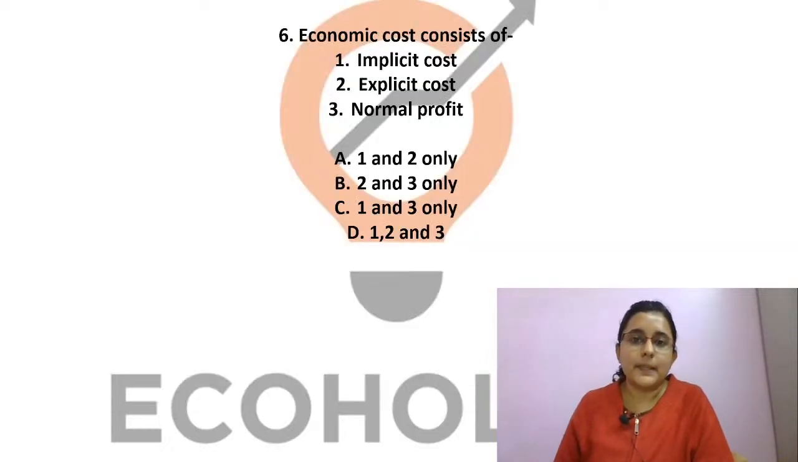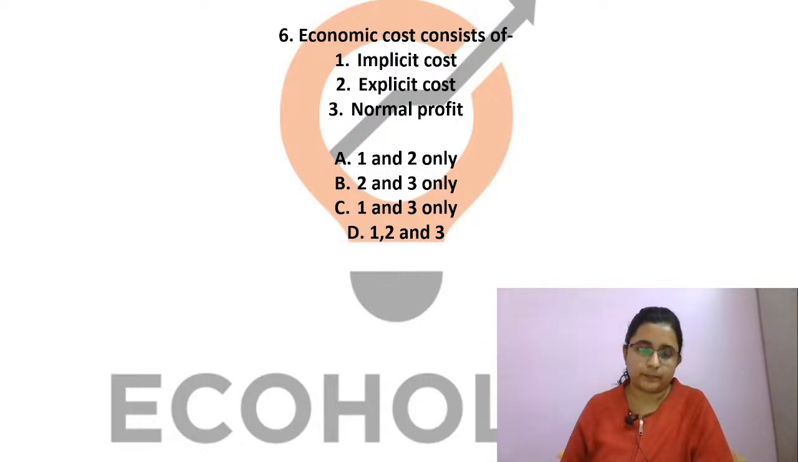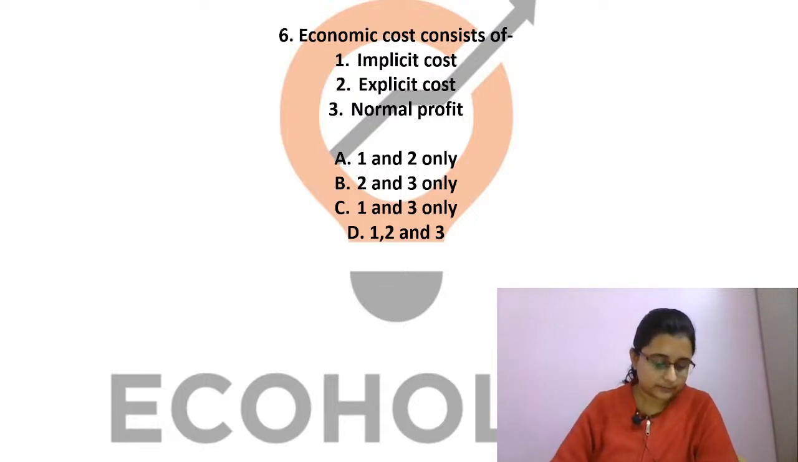Now, economic cost consists of, options are implicit cost, explicit cost, normal profit. Economic cost consists of, tell me what? Implicit cost, explicit cost, or normal profit?